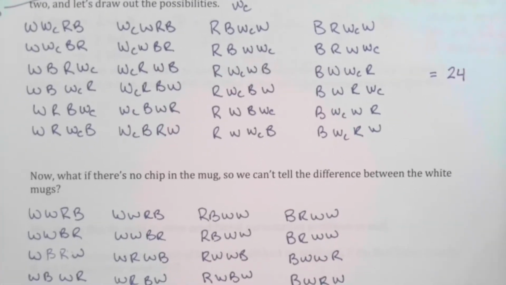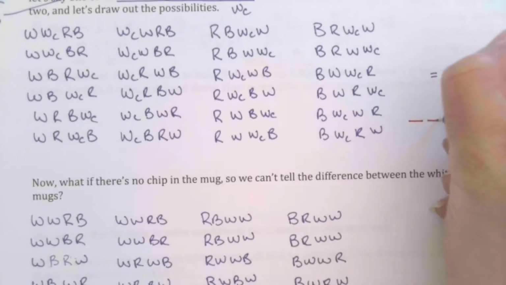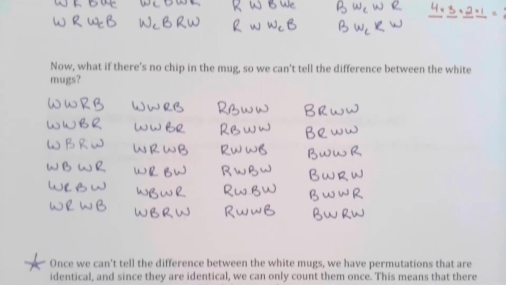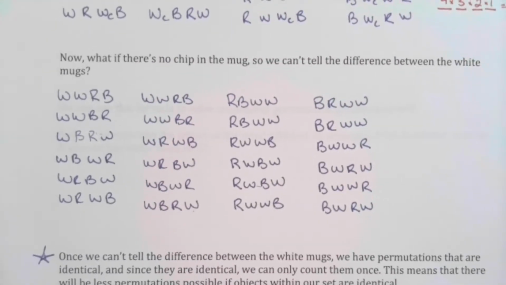This is the same thing as we have 4 positions we need to fill. We've got 4 different mugs for the first, 3 for the second, 2 for the third, and then whatever's left over for our end. That's also going to give us 24. Okay, but if we can tell the difference between the 2 white mugs, we have 24 different ways we could line them up. This is now what this section is talking about right here.